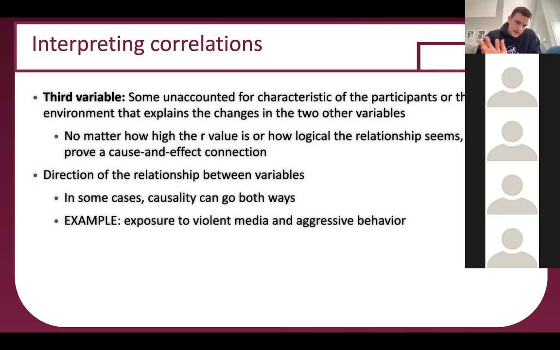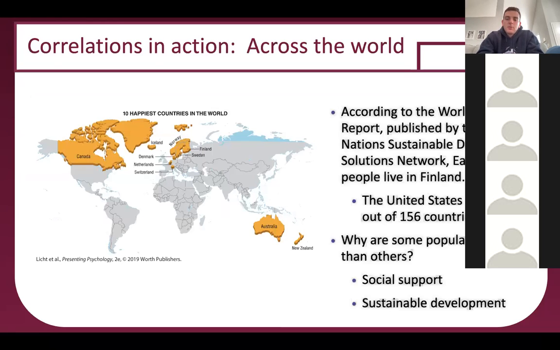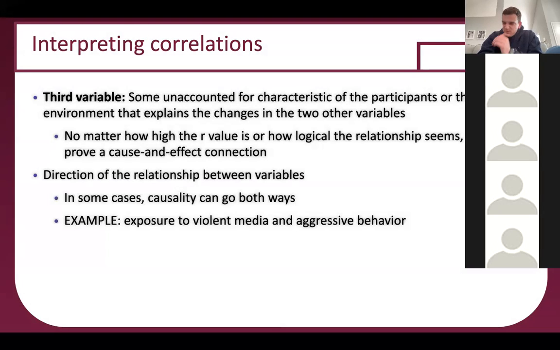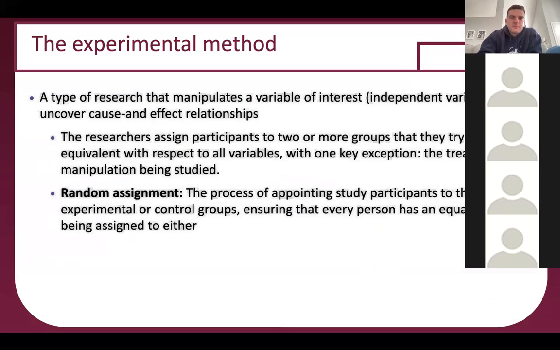Okay, so in some cases, causality can go both ways. So it's not X leads to Y, because Y could also lead to X. The example they use here, I don't love this, but there is some statistical data to back it up: exposure to violent media and aggressive behavior. So if you watch a lot of Law and Order SVU, you would be more likely to commit a heinous crime, I guess, is the idea there. But also it could go the other way. If you are a person who's prone to committing heinous crimes, you might watch more Law and Order SVU. Who knows? That is kind of the idea there.